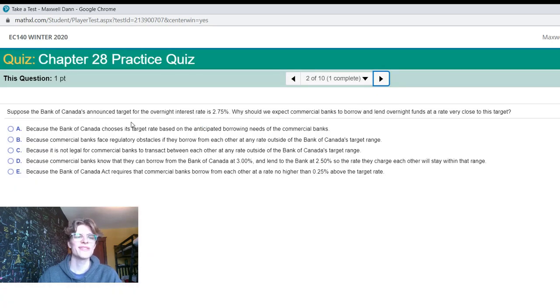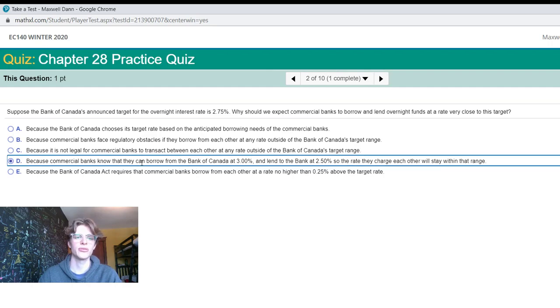Suppose the Bank of Canada's announced target for the overnight interest rate is 2.75%. Why should we expect commercial banks to borrow and lend? So we did this one already at the beginning, so it's that one.